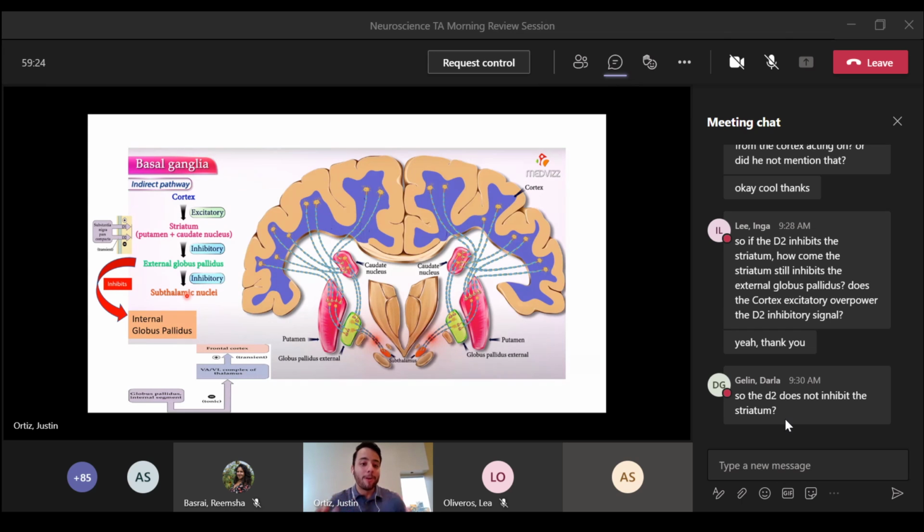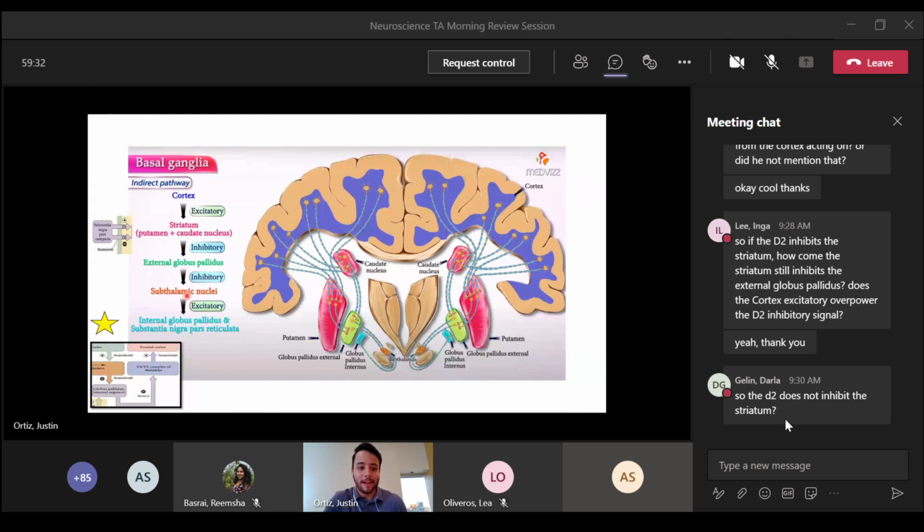And what is the purpose of the subthalamic nuclei? So on the next slide, we'll see the subthalamic nuclei is actually excitatory, right? So it's going to excite the globus pallidus internus.